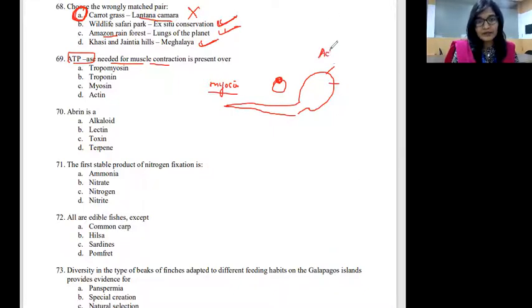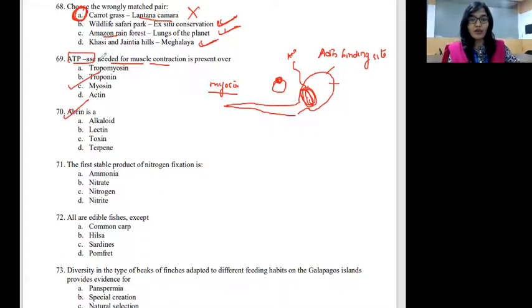This is the actin binding site. Right, binding site. And this area is going to be the ATP binding site. ATP binding site means where the ATPase can come and bind. So where it is present, it's actually present in myosin. Abrin is a question, very important. It is a toxin.